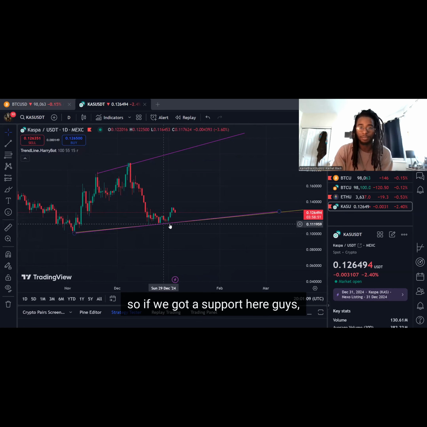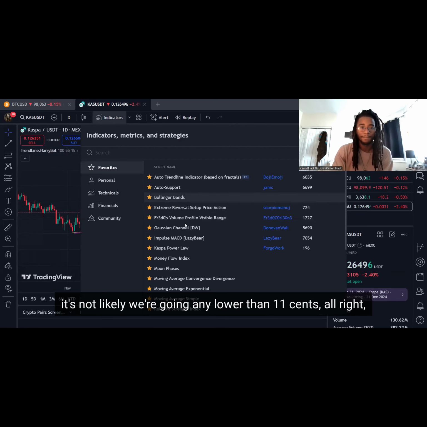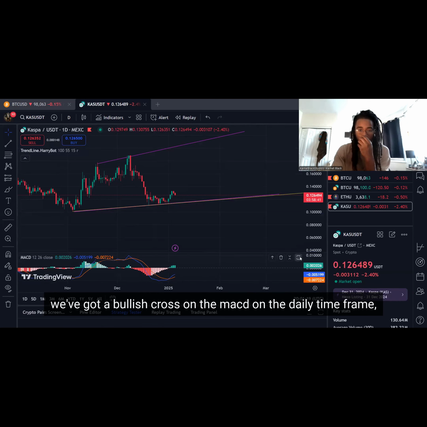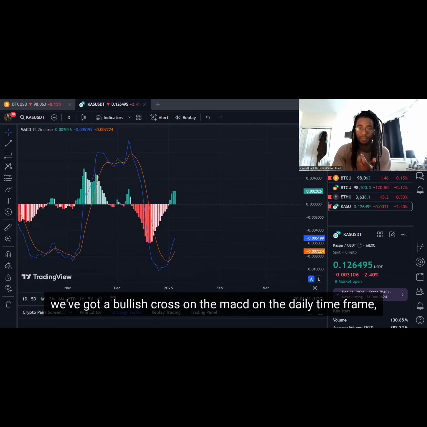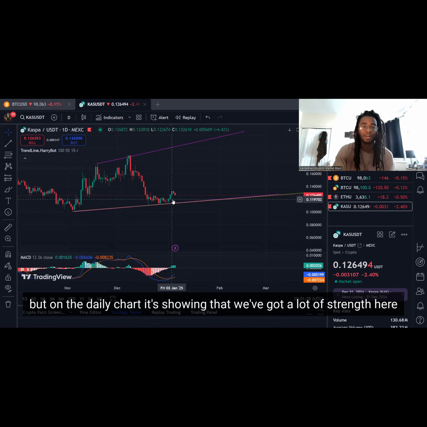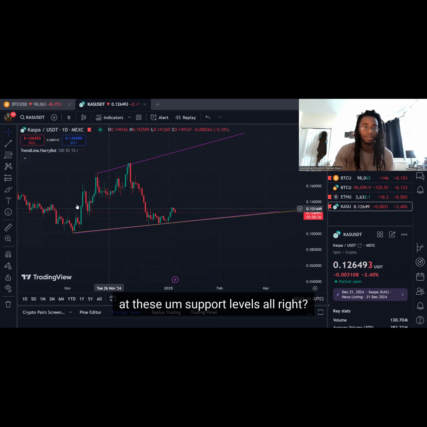All right, so if we got a support here, guys, it's not likely we're going any lower than 11 cents. If we're looking at the MACD, guys, we've got a bullish cross on the MACD on the daily time frame. So on the weekly chart, it looks like we could possibly go down, but on the daily chart, it's showing that we've got a lot of strength here at these support levels.